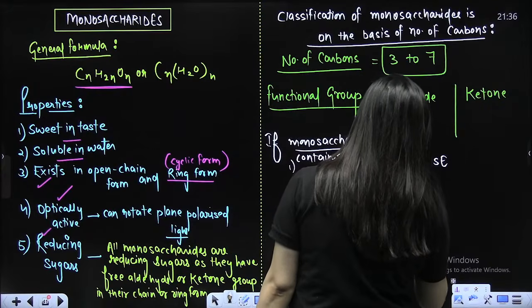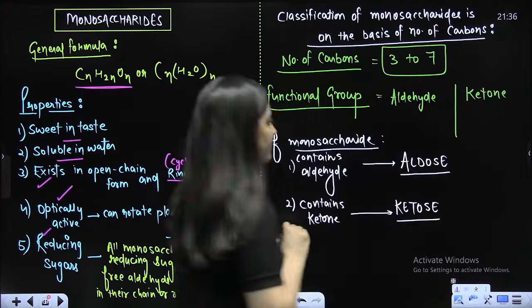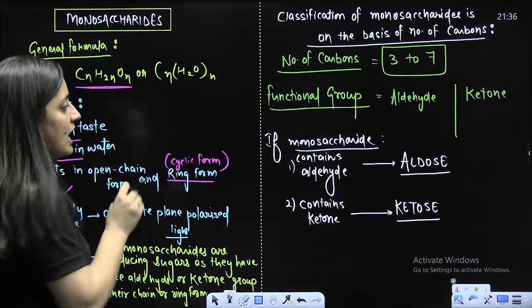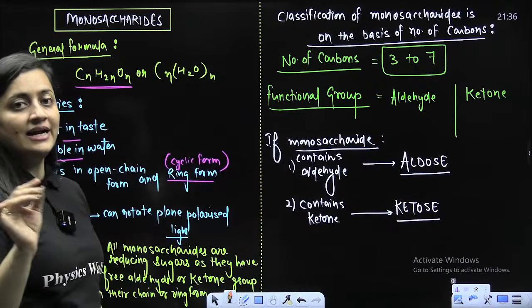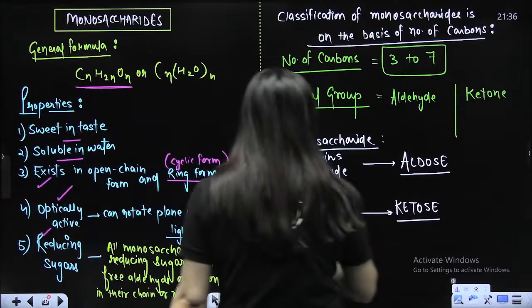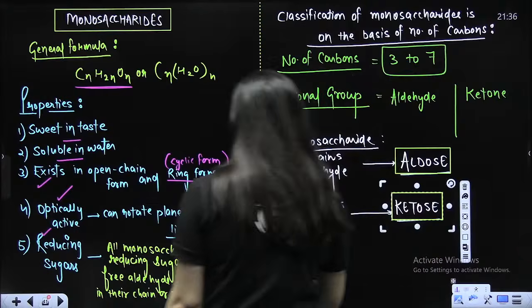What will you call it, bacha? You will call it ketose. So you have aldose and you have ketose. Is that clear? What do you have in the monosaccharide? You have aldose or you have ketose. Any doubt? Aldose or ketose.